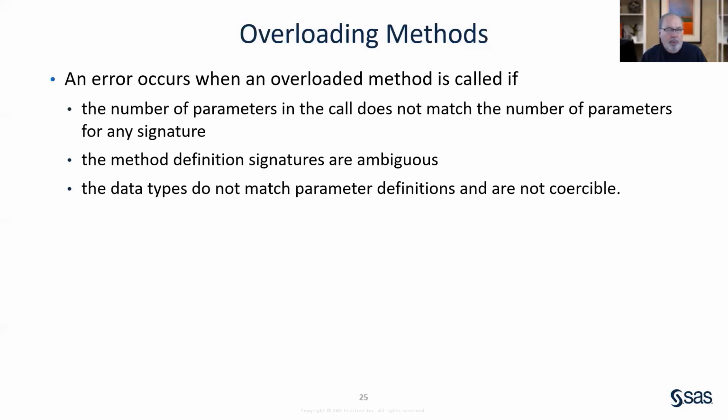So an error will occur whenever the number of parameters doesn't match any of the signatures, or when the method signatures are ambiguous, or when the data types that you call the method with are not coercible. So for instance, with our method that had one real parameter, if we called it with a date, an ANSI date input, dates are not coercible, and so you would have an error.